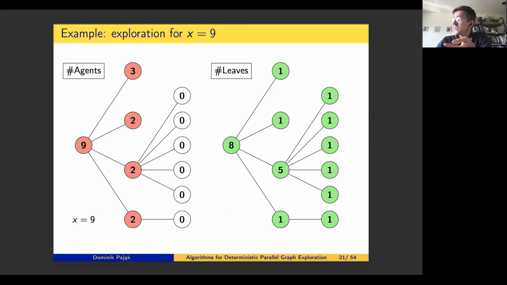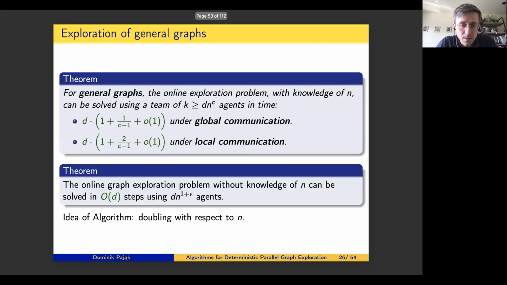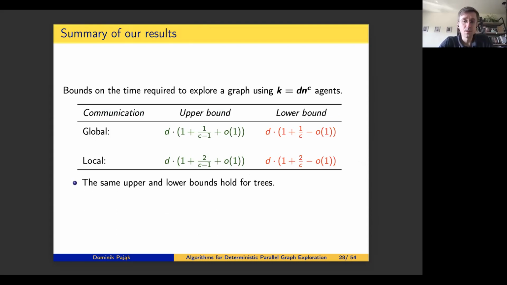Yeah, I don't know if I have the slide with it. So here if the communication is global, you have this factor 1 over c minus 1. And if it's only local, meaning that they can talk only when they are at the same location, it's 2 over c minus 1. So that's the only difference. And this difference is exactly to send this information back to the root, so they know how to split themselves.